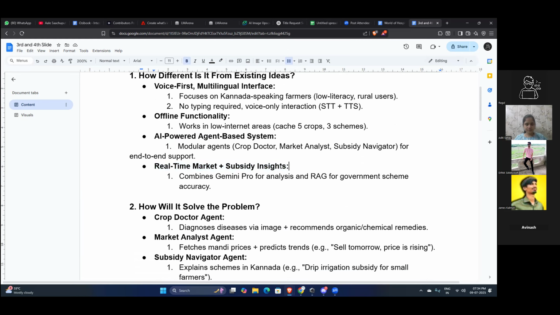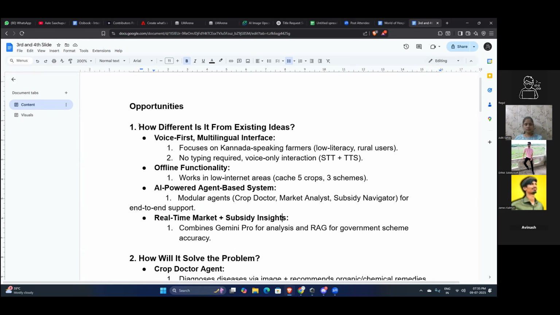And the next thing is it gives real-time market plus subsidy insight. Our app will give real-time market value, that is the price of tomatoes, those things, as well as the subsidy insights also, right? How we did this is we combined Gemini Pro for analysis and RAG for government scheme accuracy. So this is the answer for the first point, that is how different it is from the existing ideas.